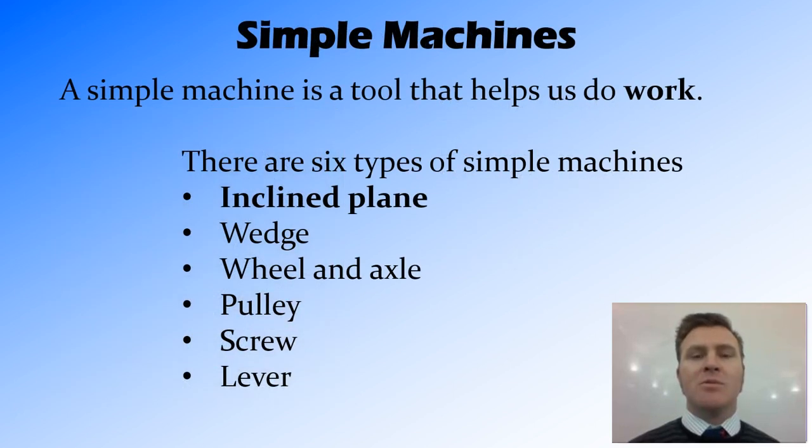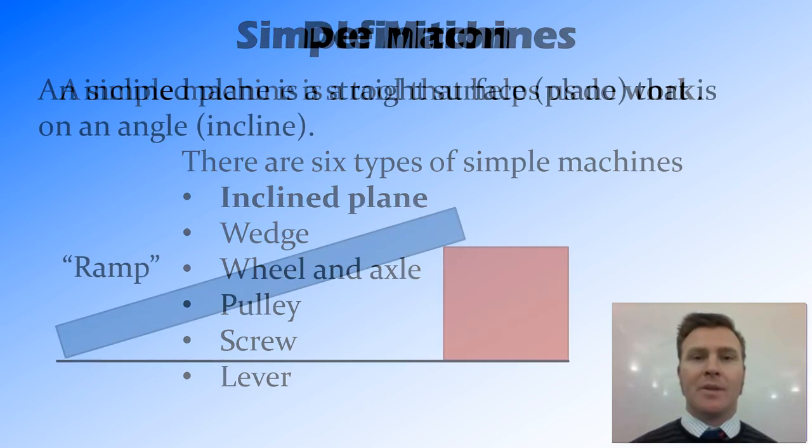So firstly, a simple machine is something that gives us mechanical advantage, which makes it easier to do work. There's 6 types of simple machines, including the wedge, wheel, axle, pulley, screw, lever, and the inclined plane, which we're going to talk about today.